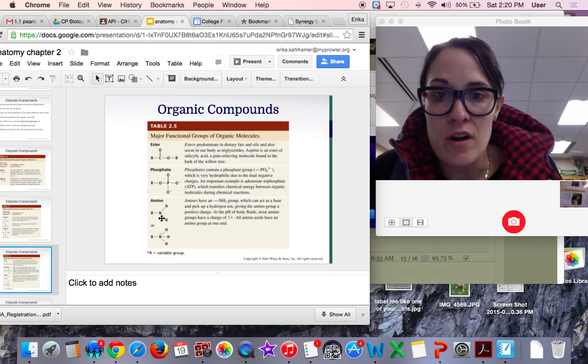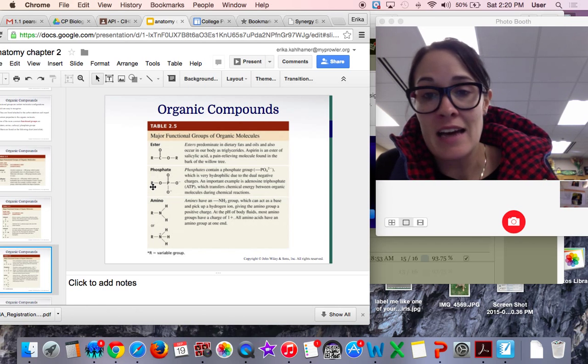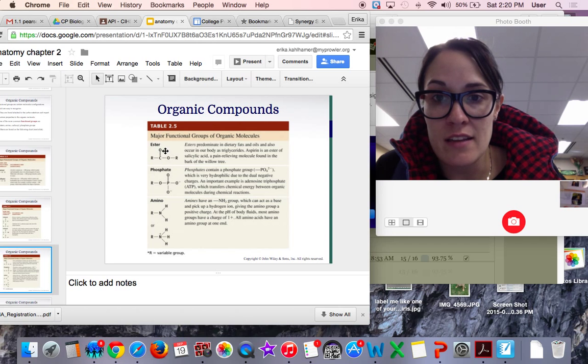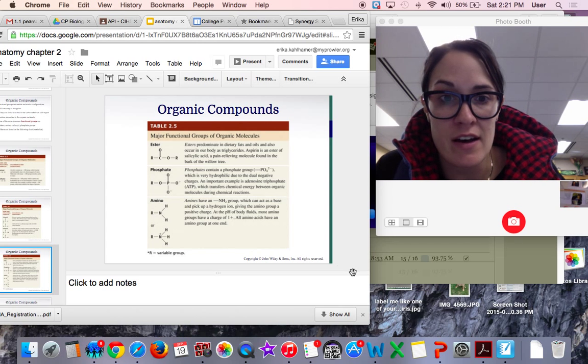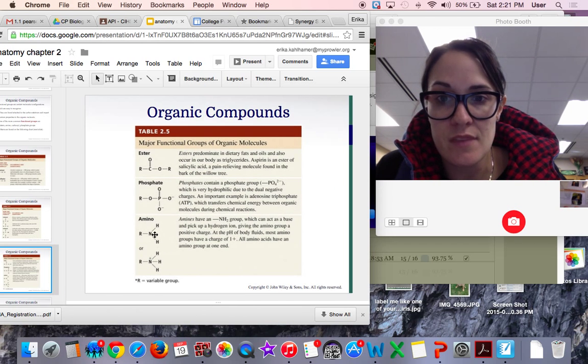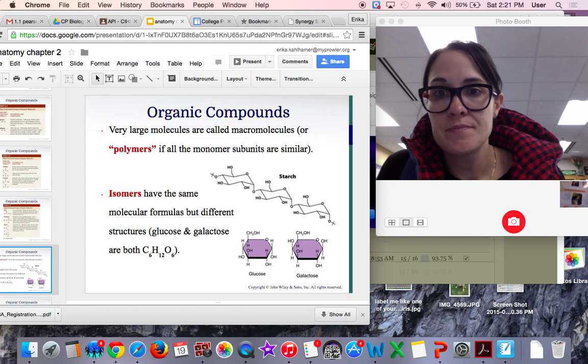Also, I want to point out aminos. Phosphate groups just have a P in them, which indicates phosphate. Esters kind of look like the carbonyl group, but they have what's called an R group attached to it, and that can change. Amino groups have a nitrogen. That's an amino group. They can act as a base and pick up a hydrogen ion. And they are in amino acids. All amino acids have one.